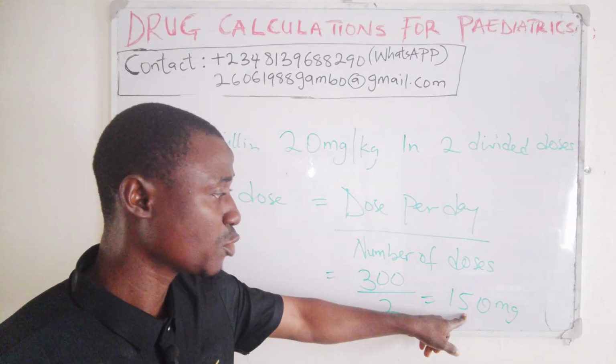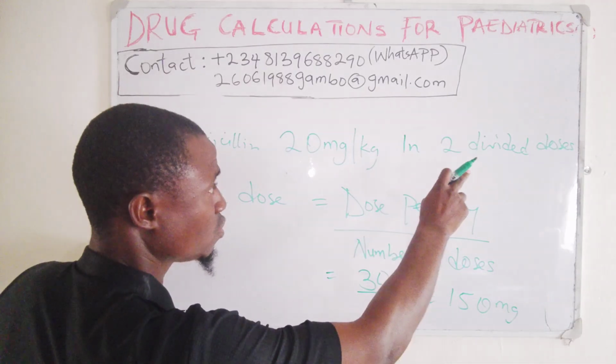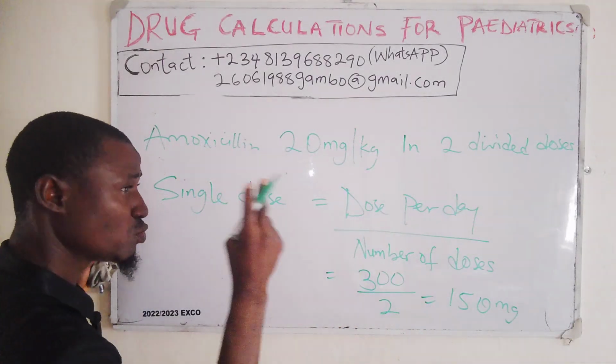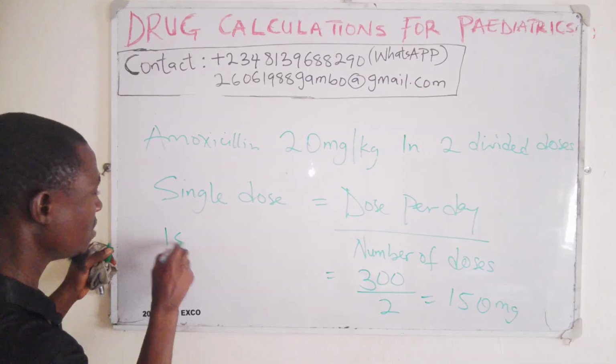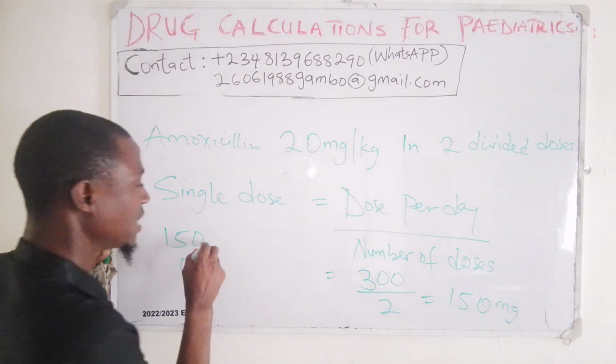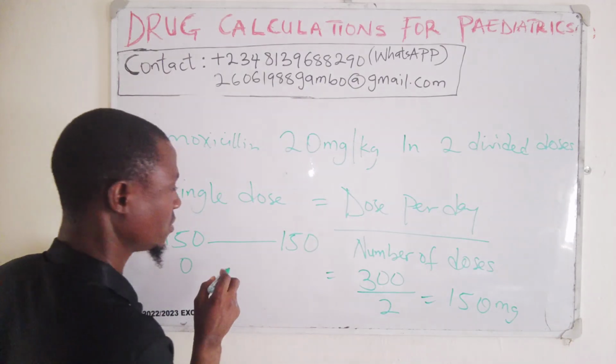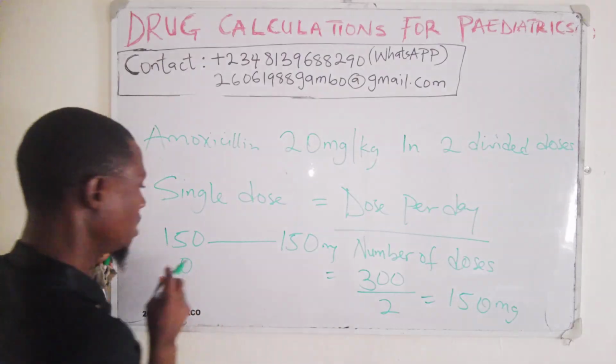So that means I'm going to give it twice. Let's assume it is, of course, in two divided doses. It's going to be 2 times a day. So it's going to be 150 milligrams, let's say at 0 hour, then 12 hours later I'll also give 150. So this is a whole day.